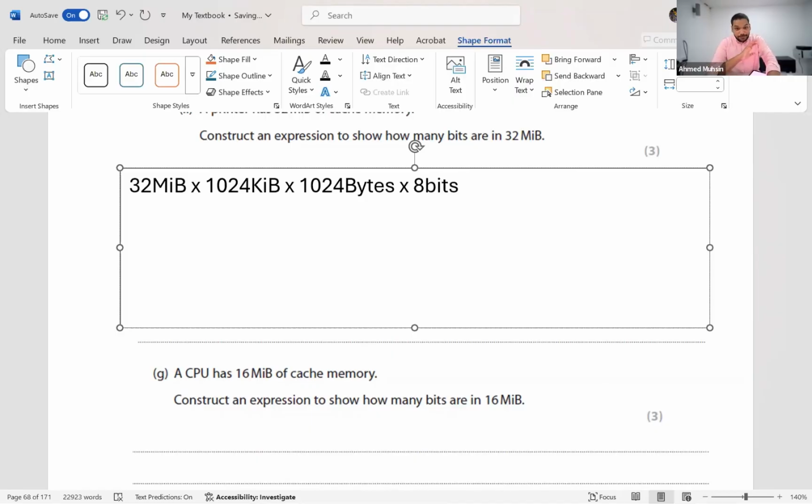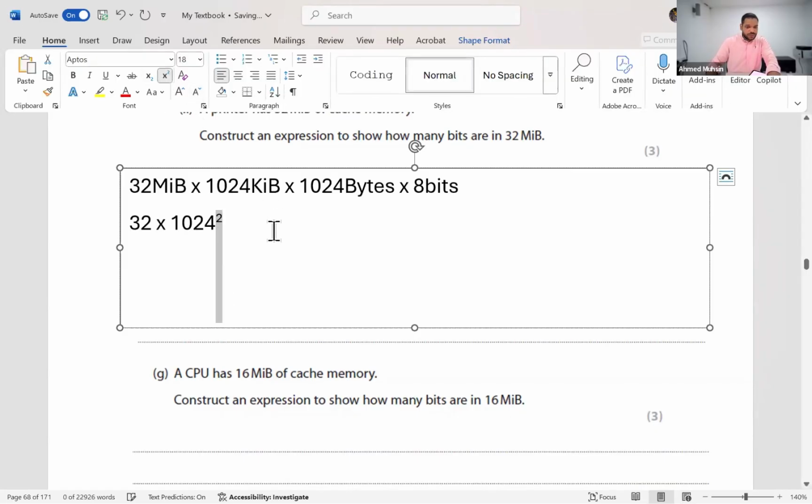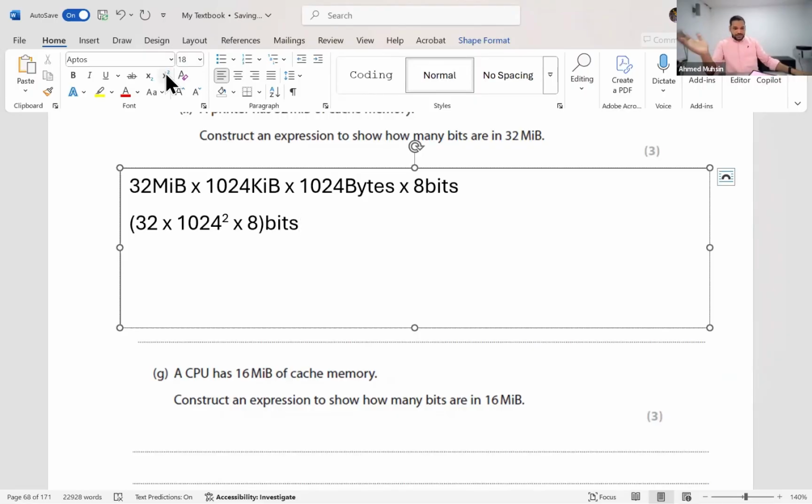Your answer like this is completely fine. But if you want, you can also write it like this, 32 times 1024 to the power of 2. Agree? 1024 squared times 8. And what is your unit, guys? Your unit here is bits. You can do that also. Or you can even write 64 times 1024 squared. Entirely up to you.